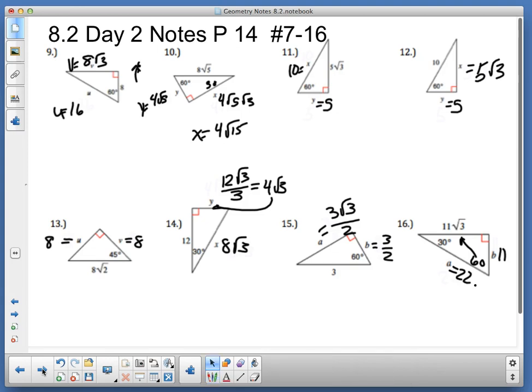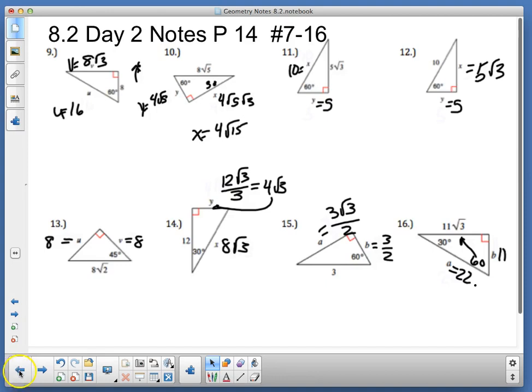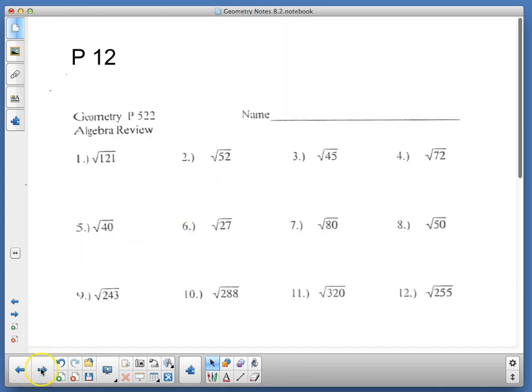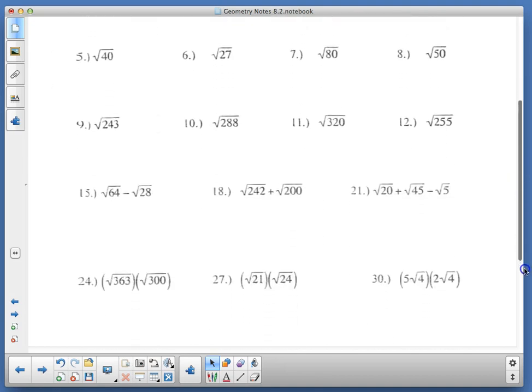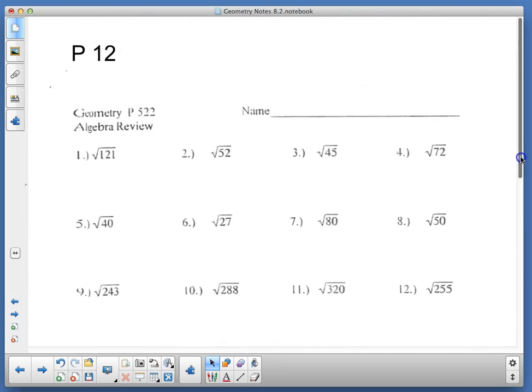Now, I hope those went well for you, and as we're looking through these others, we are looking at doing some more stuff. I would like to have you get to page 12. And on page 12, we are reviewing your square roots. And I want you to just go ahead and get those done right now. And then we'll bring those back up because we got several that we need to do. And we'll get those done here on page 12.